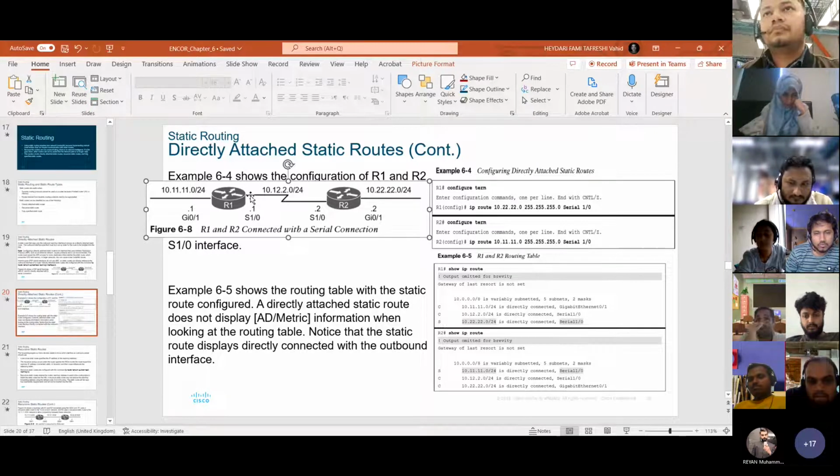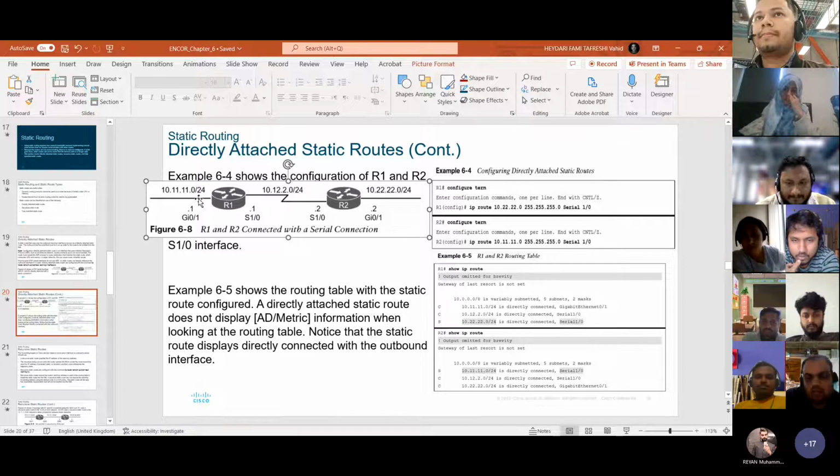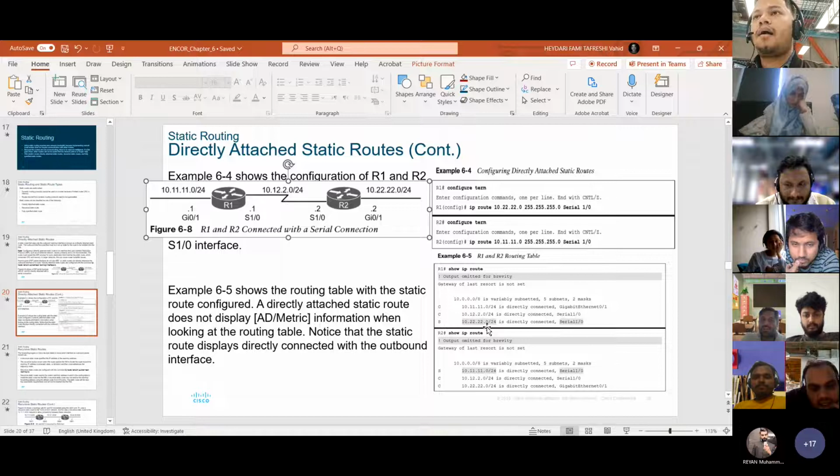How can I verify my configuration? If I issue show IP route, which tells me the content of my routing table, then I can see on R1, for instance, I have 2 C entries and 1 S entry. C entries stand for directly attached networks. So 10.11.11 is directly attached to R1. 10.12.2 is directly attached. Both of them are here. But I also see 1 S entry in my routing table, which is to do with my static route for the directly attached network that I just defined.